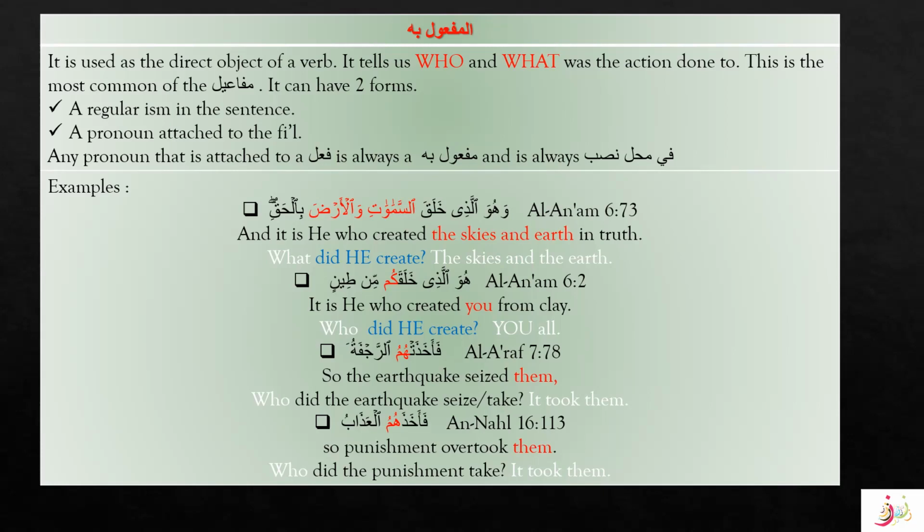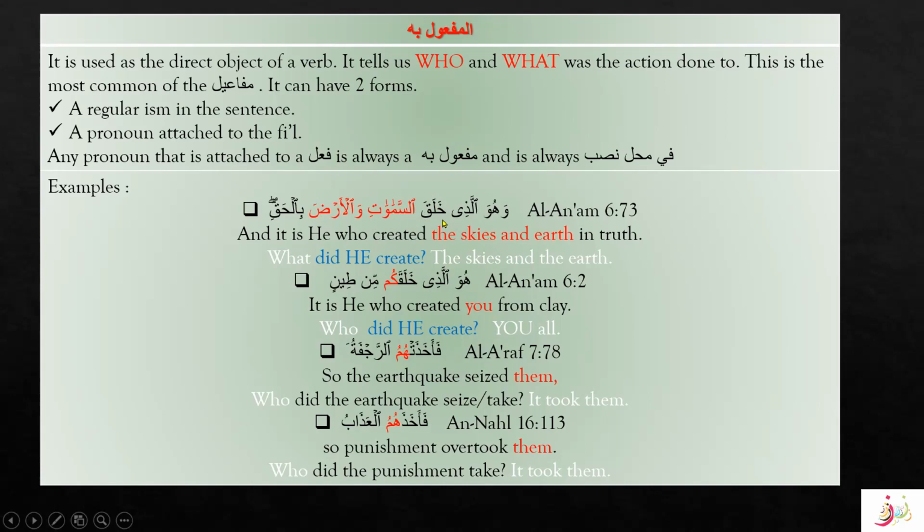The first example that we are seeing is وَهُوَ الَّذِي خَلَقَ السَّمَاوَاتِ وَالْأَرْضَ بِالْحَقِّ. This is Surah Al-An'am, and it means: He is the One who created the skies and the earth in truth. So, what did He create? The skies and the earth. It is giving the answer for what did He create: the skies and the earth. خلق is a فعل ماضي معلوم. This detail is giving the answer.